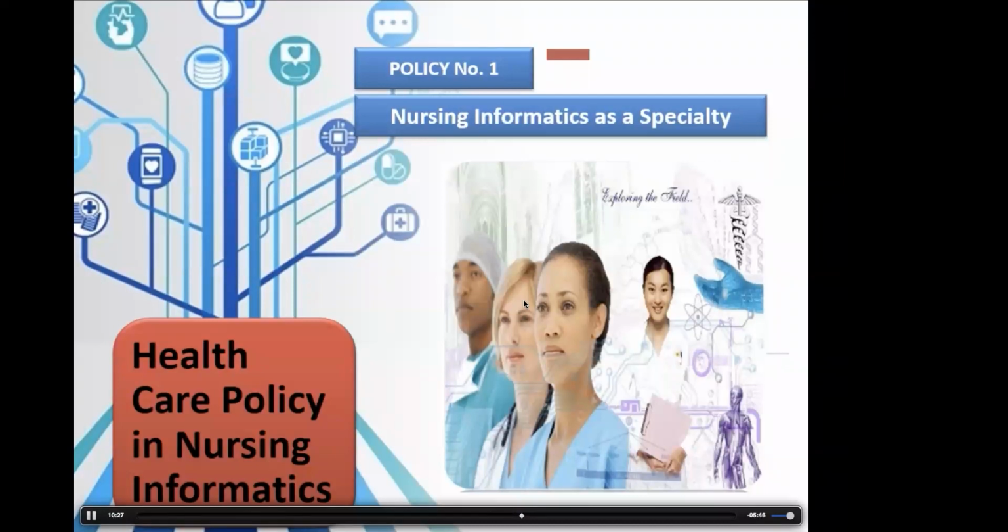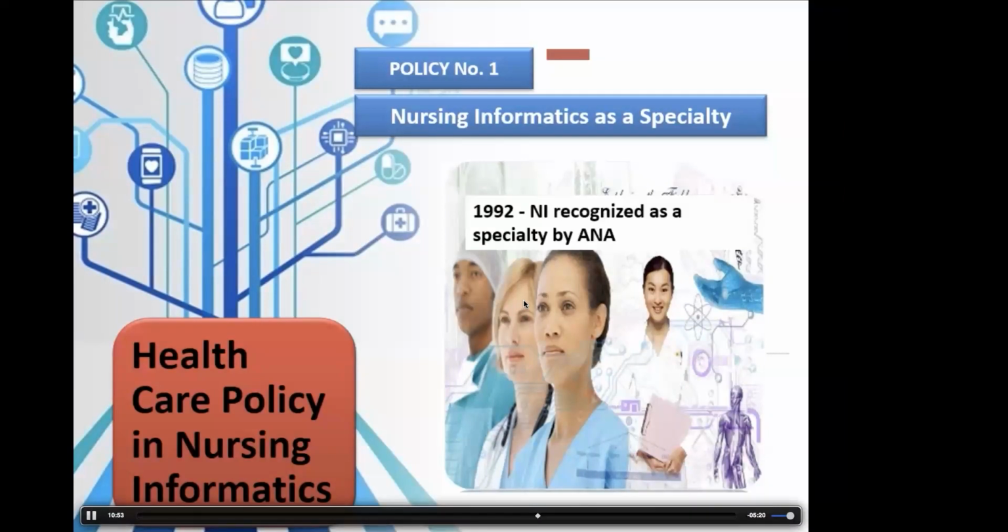The first health policy issue was nursing informatics as a specialty. In 1992, the American Nurses Association recognized nursing informatics as a specialty. Though attempts in 1989 to be recognized as a specialty failed, political forces within ANA supported the request when it was repeated in 1992.